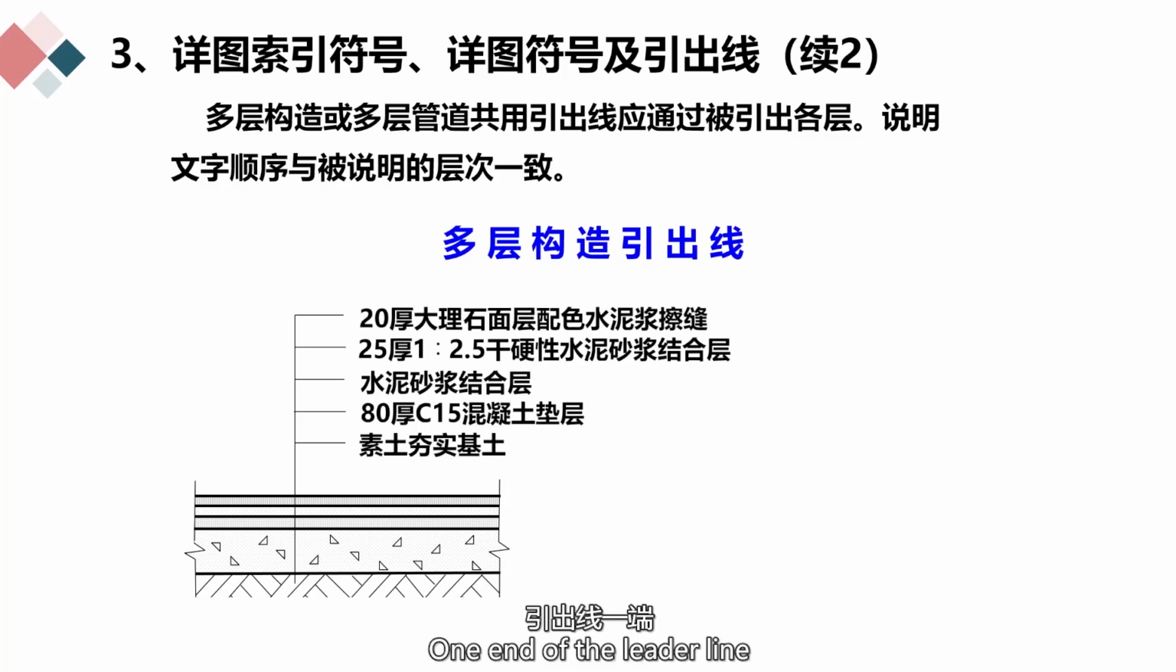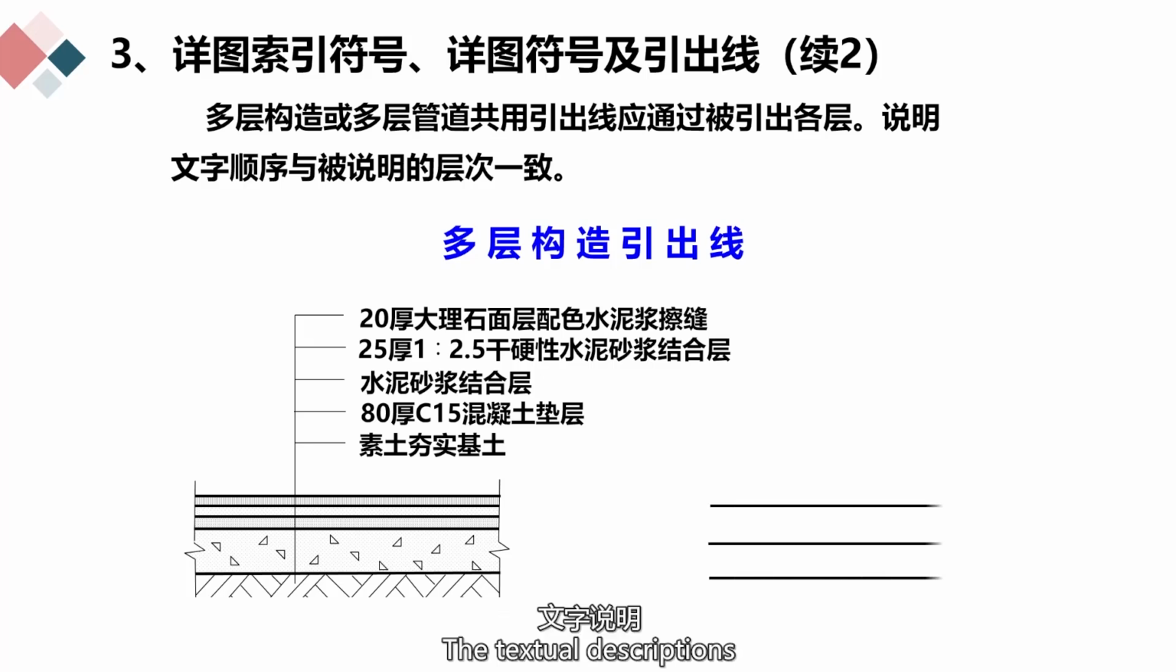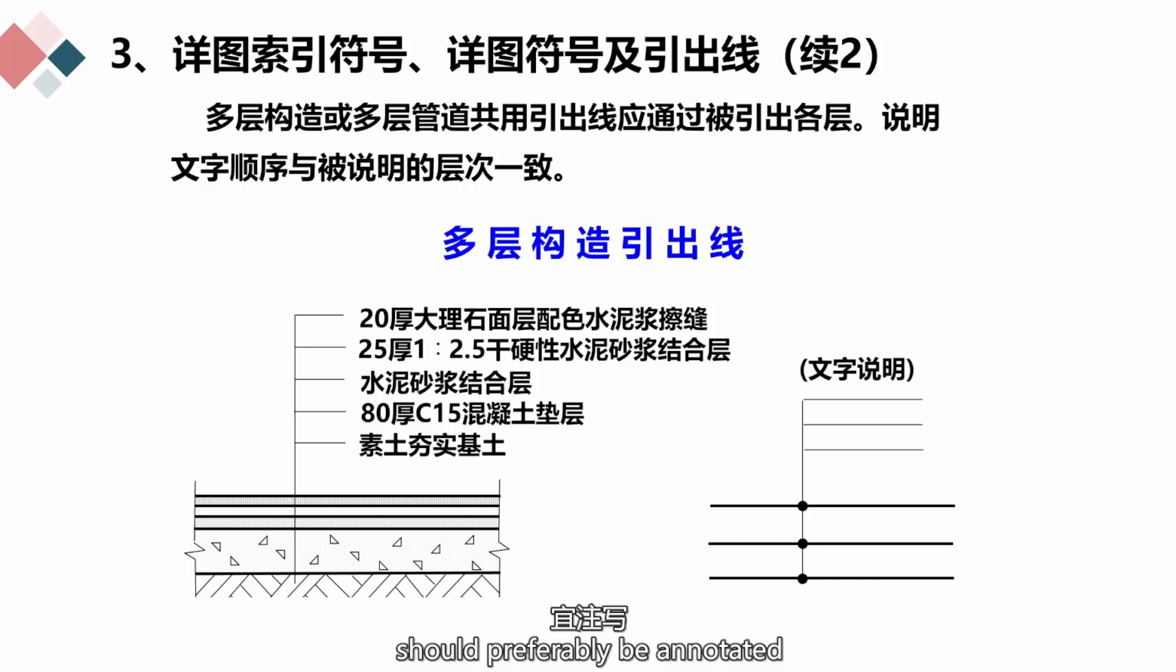One end of the leader line should pass through all construction layers to be led out, and the other end should draw several horizontal lines perpendicular to it. The textual descriptions should preferably be annotated above or at the ends of these horizontal lines. The order of the descriptions should be from top to bottom and should be consistent with the layers being explained.